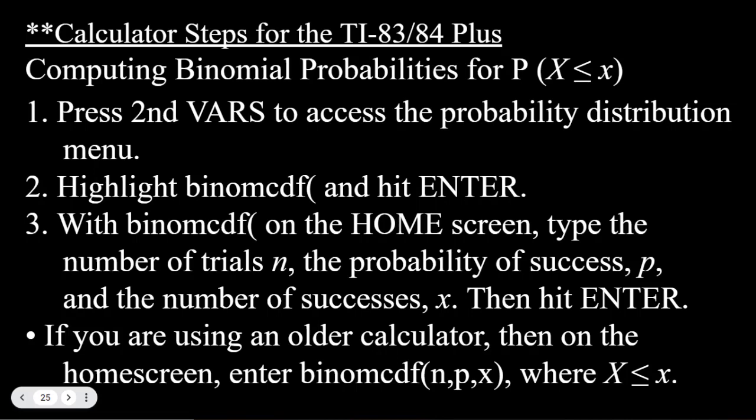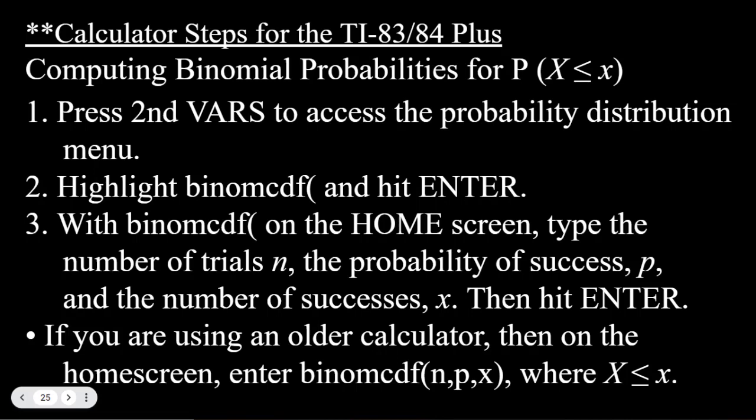Now, if we want to compute the probability for a binomial distribution where your X is less than or equal to a number, so it's not just one number we're looking for, but we're looking for the probability that it's in a group of numbers, we use a slightly different process. Here's how we do this one.